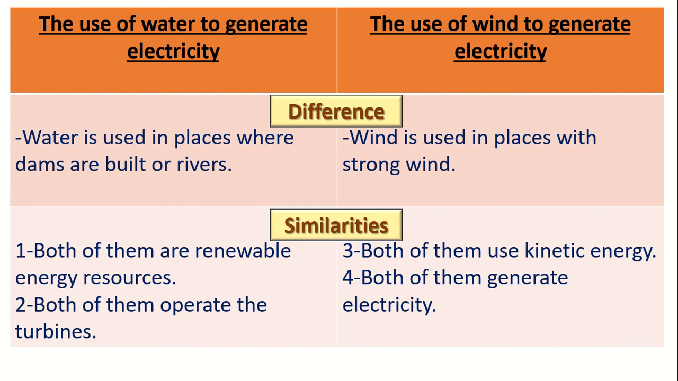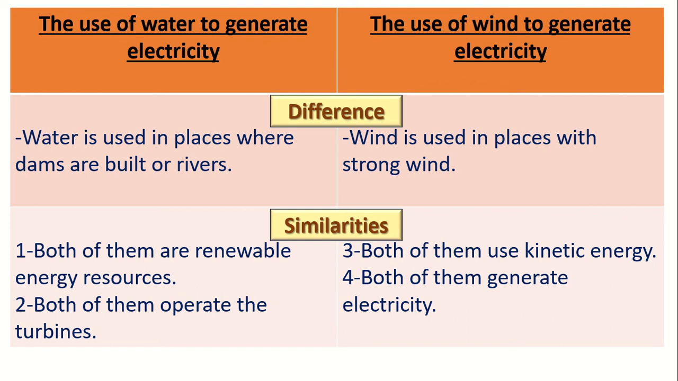Now let's talk about the differences and similarities between using water to generate electricity and using wind to generate electricity. At first, what is the difference between them? To use water to generate electricity, you should choose a place which has a dam or a river. And to use wind to generate electricity, you should choose a place which has a strong wind.